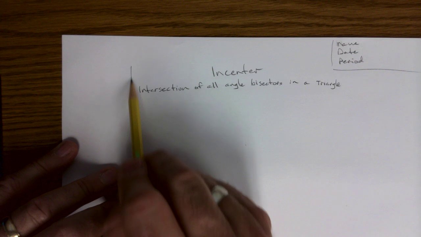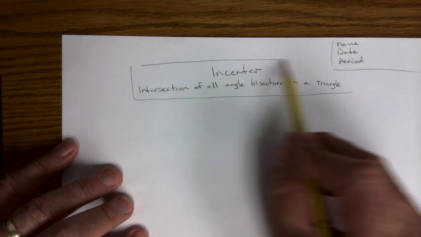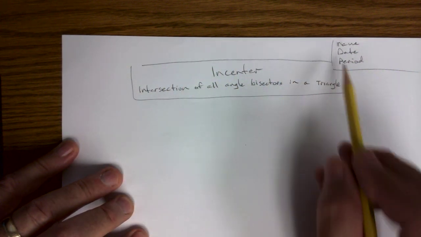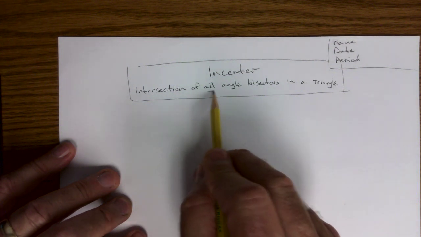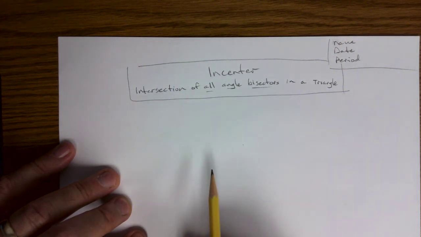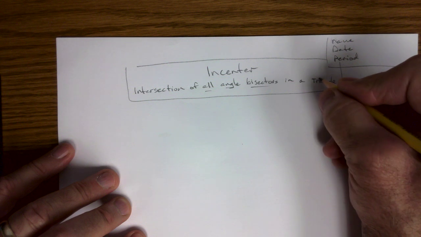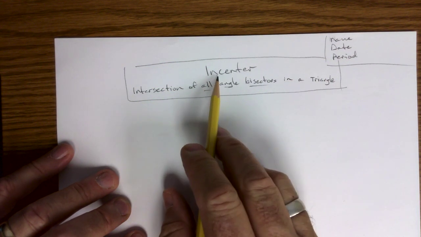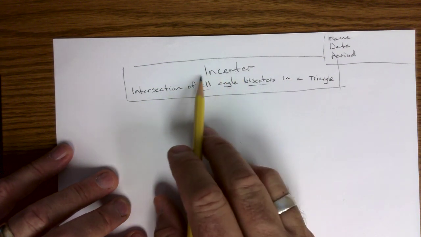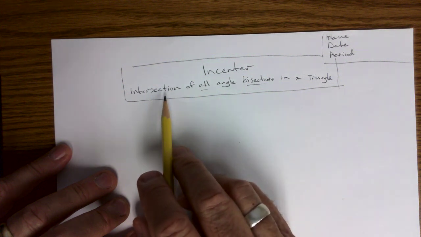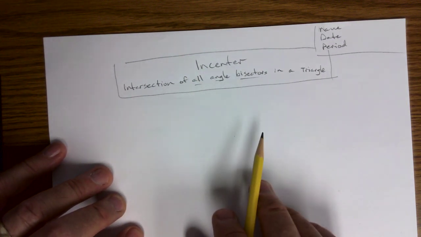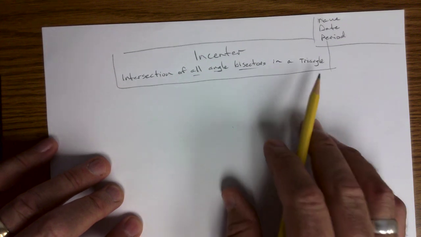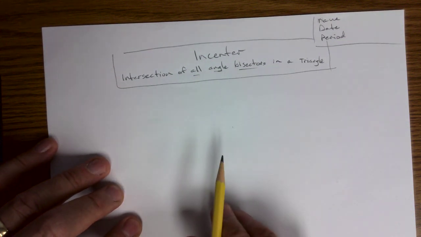Anyway, so that's what an incenter is. It is the intersection, oops, speaking of intersections, I got an intersection there. All angle bisectors in a triangle. And that's incenter, like something is in the center. It will be in the center of a triangle. And the interesting part is that all of these angle bisectors will intersect at one point.